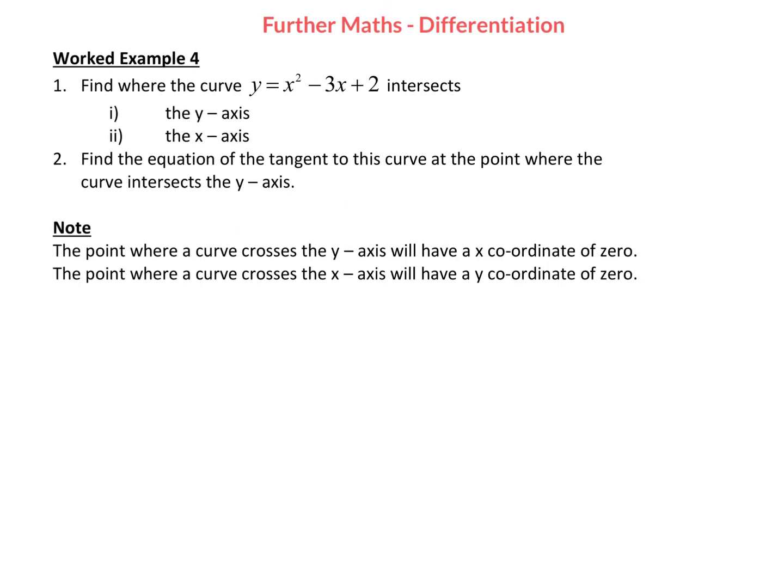So in this example, we're asked a couple of wee questions first, and then we're asked the equation of the tangent to a curve, and then asked to do something to it. Now, first of all, it says, find where the curve intersects the y-axis. Now, at the y-axis, we know that the x values are 0. And that's sometimes a wee bit counterintuitive. Sometimes we think, oh, it should be y equals 0.